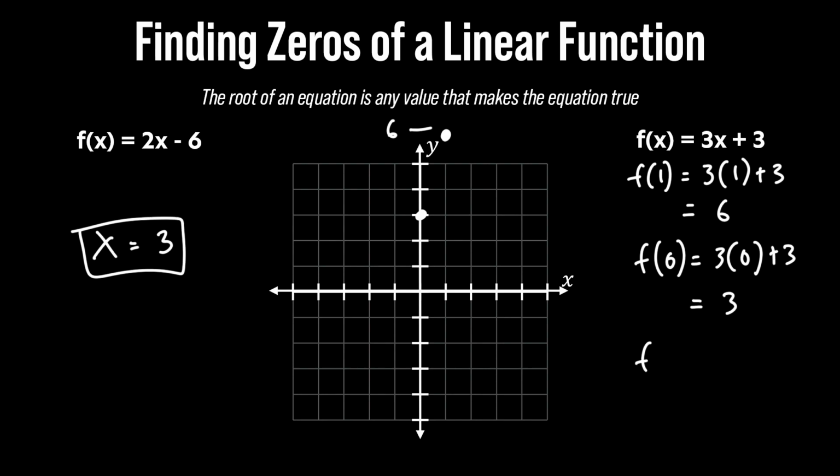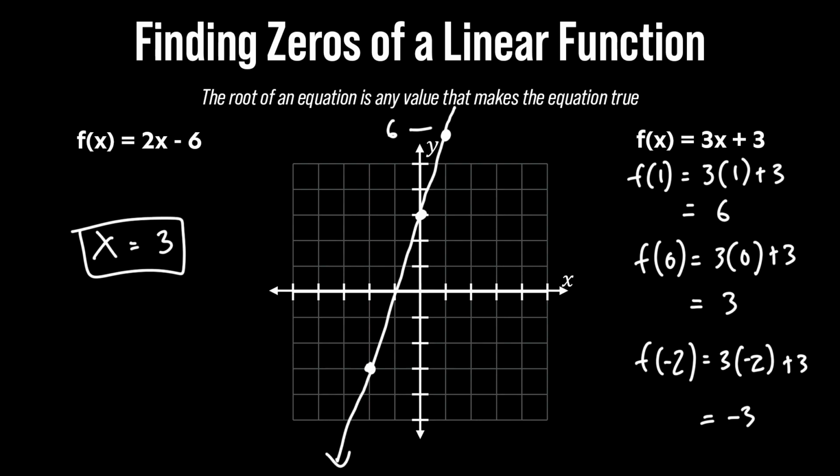And lastly, let's try f of negative 2. That's going to be 3 times negative 2 plus 3, which is equal to negative 3. So negative 2 is x, and that's equal to negative 3, so it's going to be here. So let's draw a line according to this. It's going to look something like that. And where does it cross the x-axis? It's right here. The point being (negative 1, 0). So we know that the value of x is going to be negative 1. That's the root of the equation.